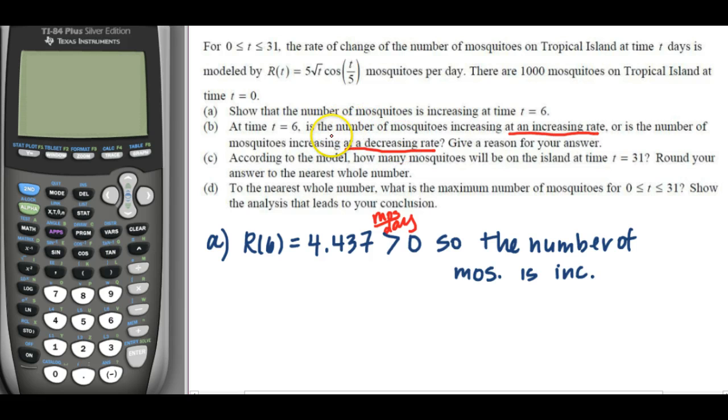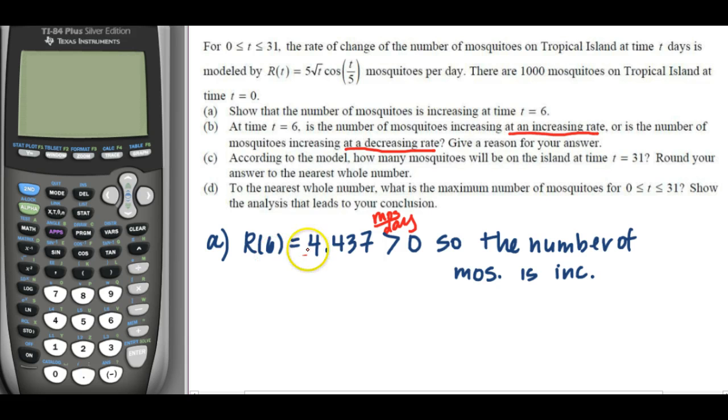Now, part B is asking, is the number of mosquitoes increasing at an increasing rate? So what that means is, we're trying to figure out if from day to day, the rate of change of the number of mosquitoes is on its way up or on its way down. So around 6, so on day 5 to day 7, on day 5 was the rate of change, let's say, less, and on day 7 was the rate of change more, so that the rate of change was on its way up, meaning that the rate of change was increasing at an increasing rate.